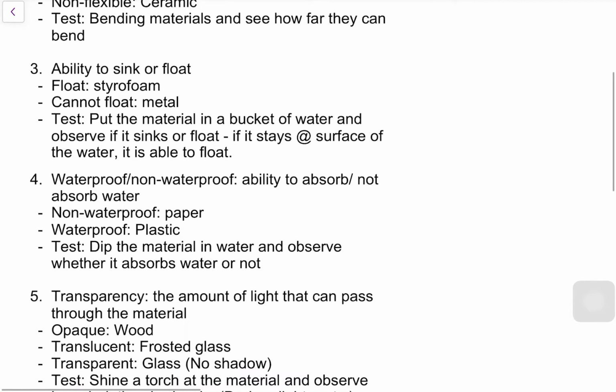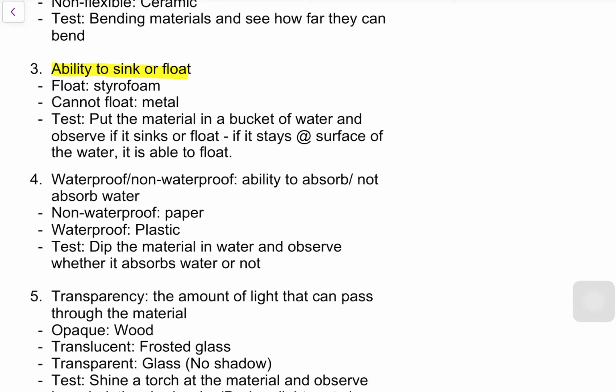Thirdly is the ability to sink or float. All right, so sinking is basically when you put it in a basin of water, it does not rise to the surface but rather stays at the bottom, while floating is the phenomenon where it rises to the surface. So we have 2 examples here, styrofoam and metal, and we can actually test it by what I mentioned earlier, putting it in a basin of water and observing what happens when you do this to the material.